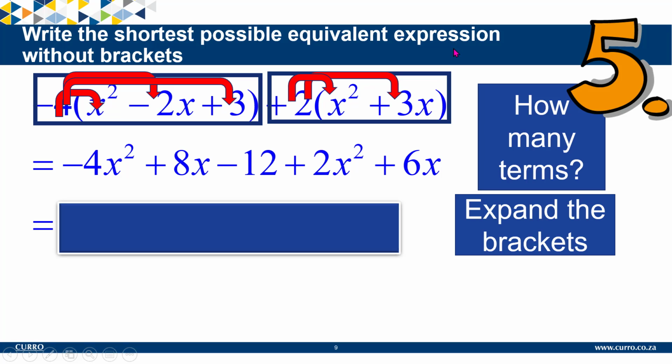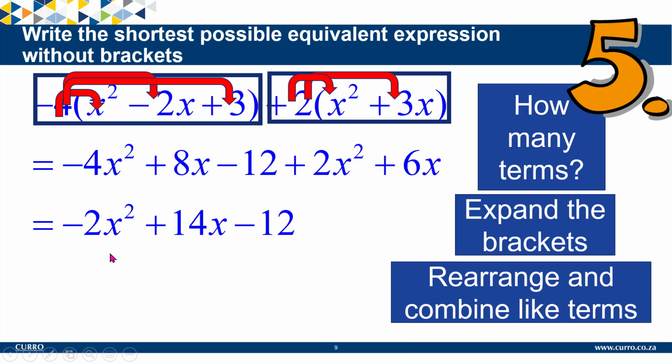Let's rearrange the terms so that the like terms are next to each other. I'm just going to do this in my head. So I'm going to look at negative 4x squared plus 2x squared. And that is negative 2x squared. 8x plus 6x is 14x minus 12. And we have to stop because there are no more like terms.